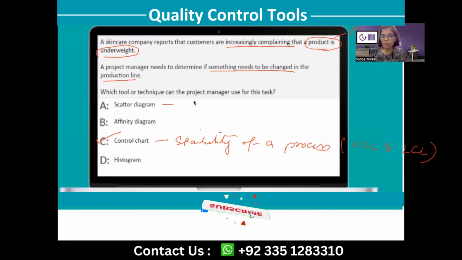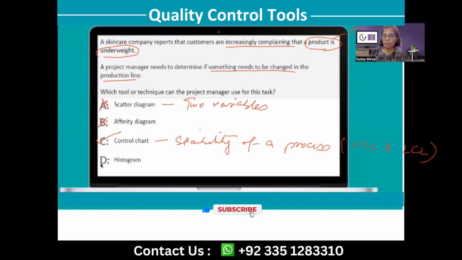A scatter diagram talks about two variables, any two variables with respect to quality, which is not a conversation over here. No mention of a variable is there. Affinity diagram is a very different thing. An affinity diagram talks about the organization of your data in a more readable and a more presentable way. So it's not really a conversation over here.